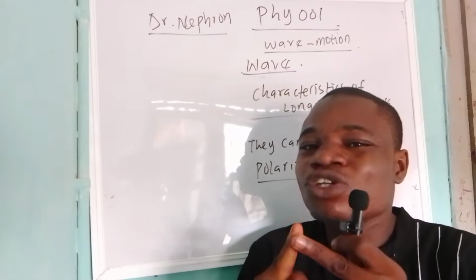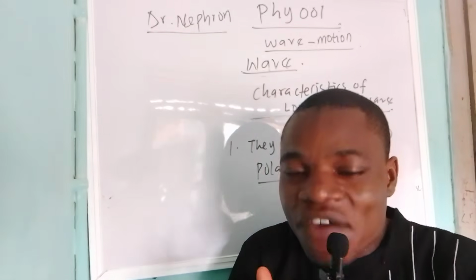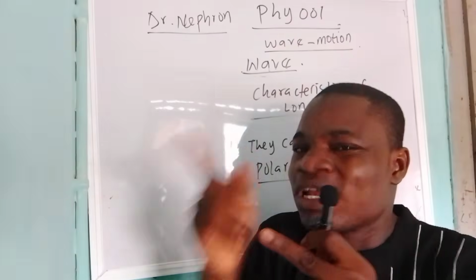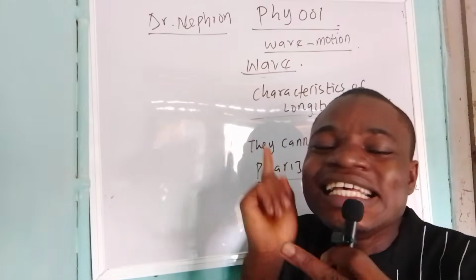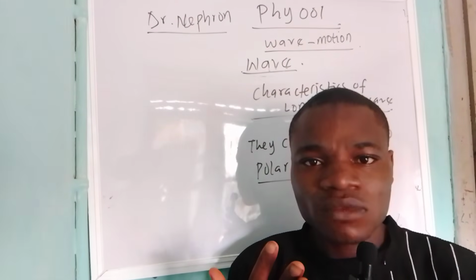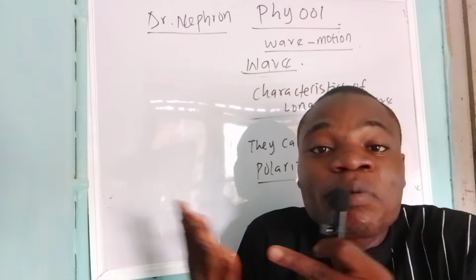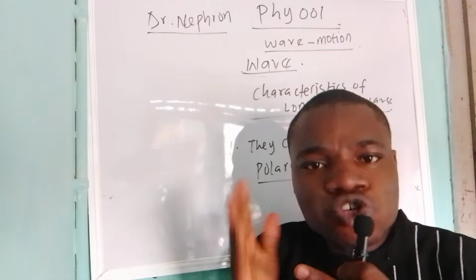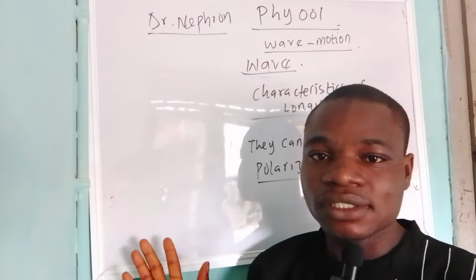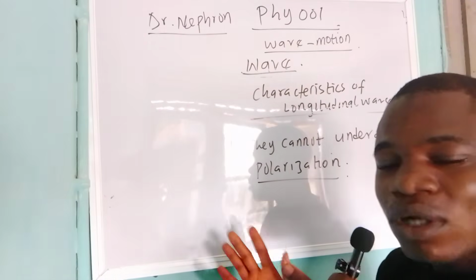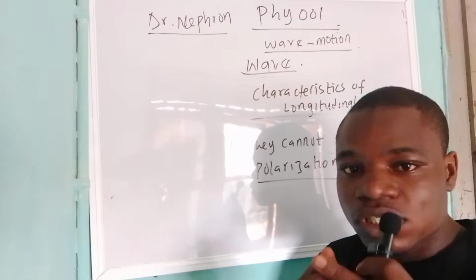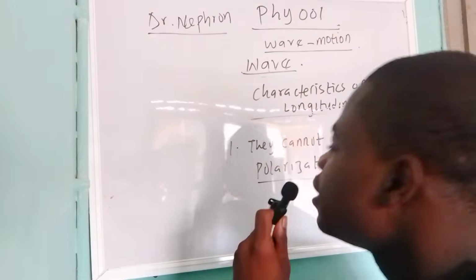So sound wave cannot travel through a vacuum. Sound wave cannot undergo polarization. That is, it cannot be plane polarized. Do you get it now? So sound wave cannot do all those things. All these things are UTME questions. So please note all of them. Note them very, very well. Now, so let's continue.